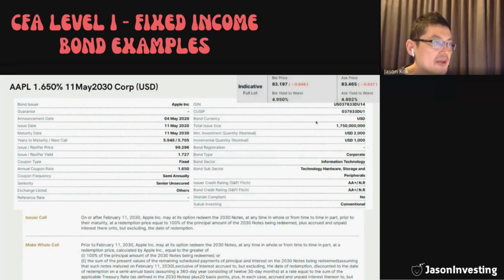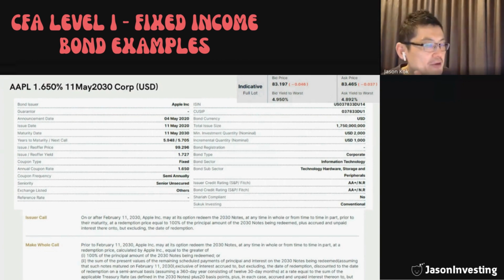So a bid and an ask just means that you sell at a lower bid price and you buy from a higher asking price. As you can see, the bond price actually dropped from the 99 issue price, which is very close to par, 100, to $83-ish. And you can see the bond price and the yield move in an inverse manner. When the price drops, the yield goes up. The yield was 1.7 when it was issued, but now it rises to 4.9%-ish because of the drop in the bond price.